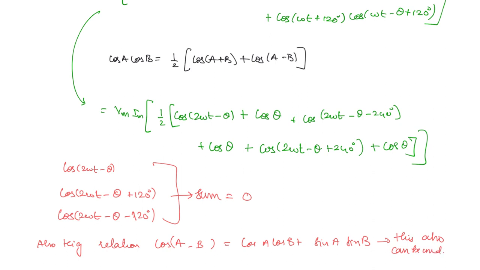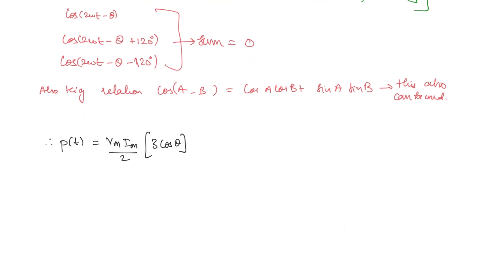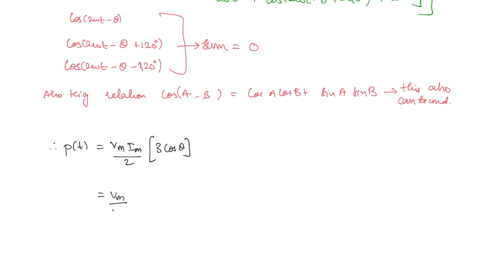But the final result is that these three terms will eventually get to 0. So what will be left out? Only the 3 cos θ terms are left out. Therefore, the instantaneous power is equal to Vm Im by 2 times 3 cos θ. Now Vm Im by 2 you can write as Vm by root 2 into Im by root 2, into 3 cos θ.